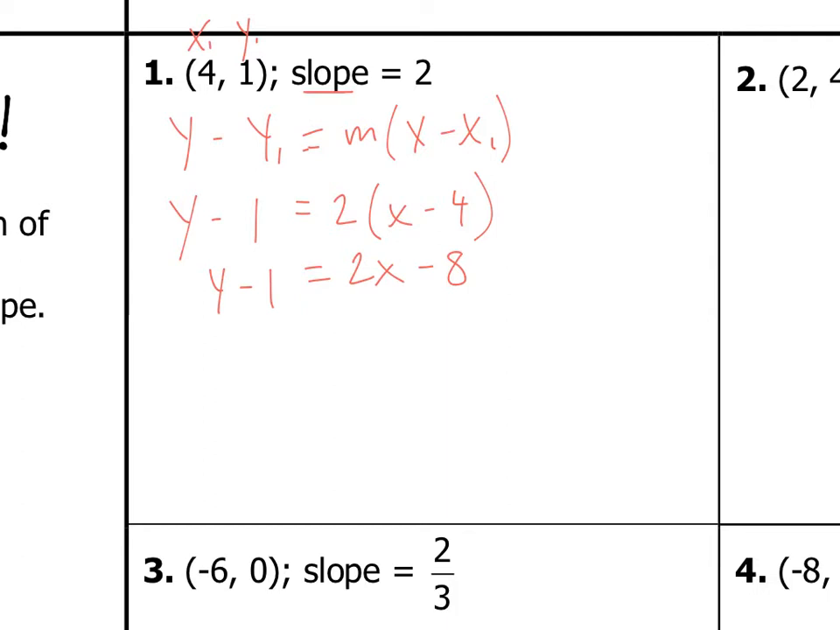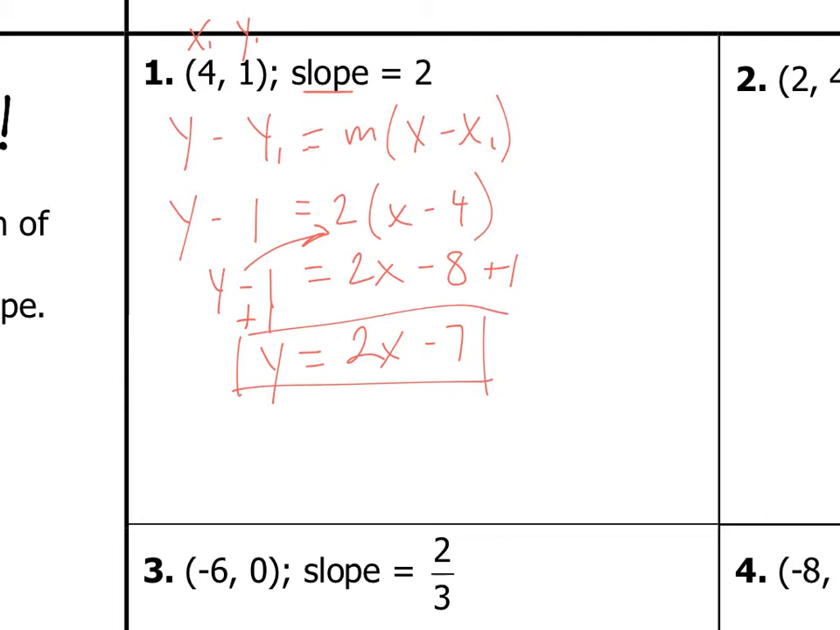Let's go ahead now, solve the equation for y, so 1 needs to move over here to the right. We're going to add 1 to both sides. Add 1 to both sides, and here's my equation. Y equals 2x minus 7. Okay, awesome. Wasn't so bad. And then we could graph that if we needed to.